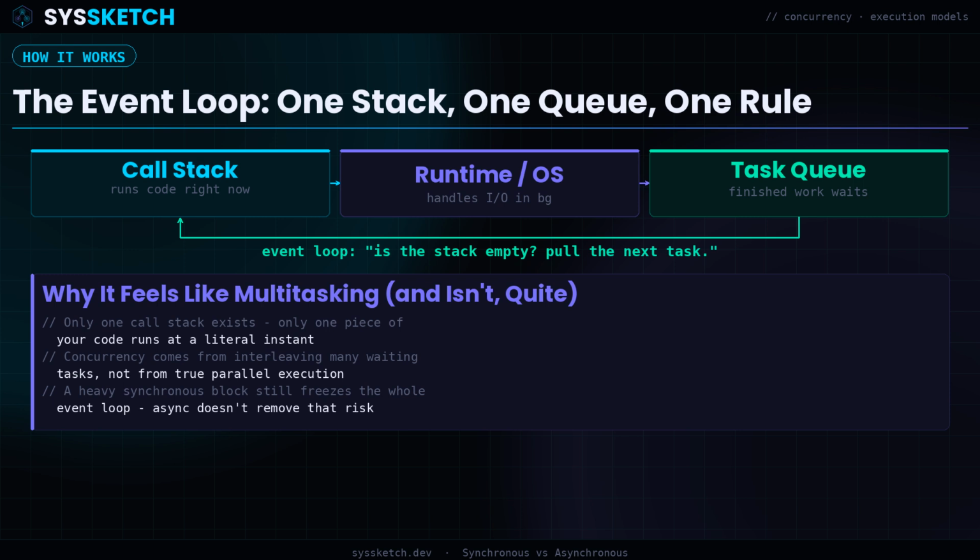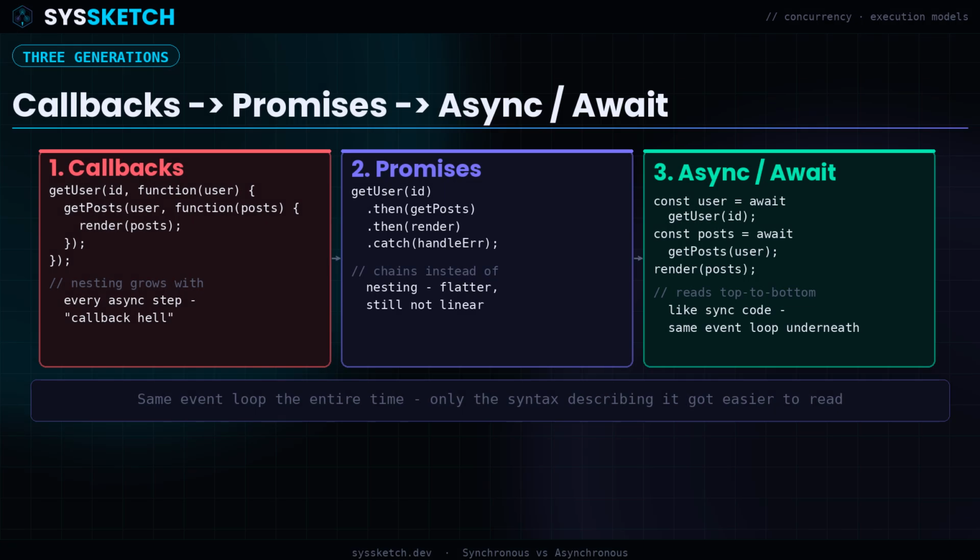First came callbacks: pass a function to be run later when the result arrives. Nest a few of these inside each other, one waiting on the next, and you get what developers call callback hell, deeply indented code that's brutal to read and even worse to debug. Promises fixed the nesting by giving each asynchronous operation an object representing a future value, one that could be chained with dot then instead of nested inside another function. The newest generation, async and await, lets you write asynchronous code that reads almost exactly like synchronous code, line by line, top to bottom, while the runtime still handles everything non-blocking underneath. It's the same event loop the entire time, only the syntax describing it has gotten easier for humans to follow.